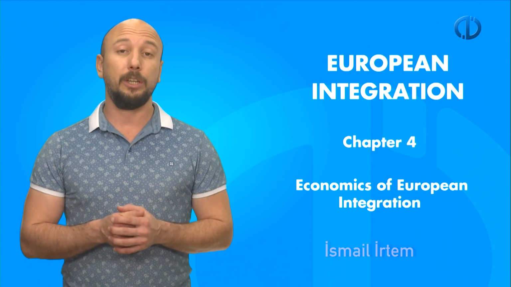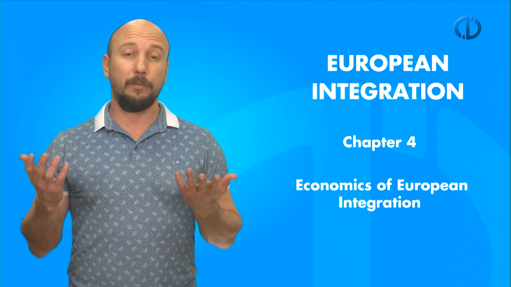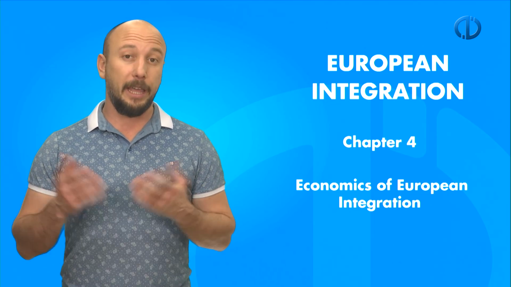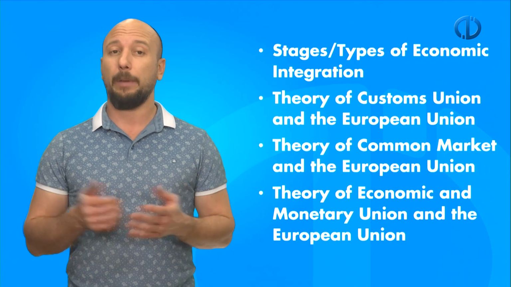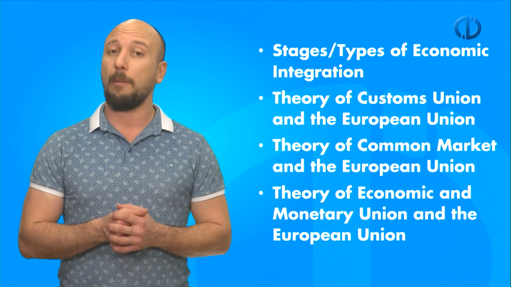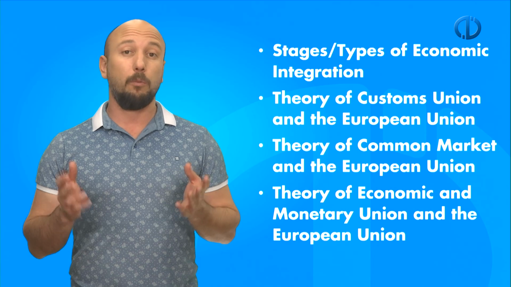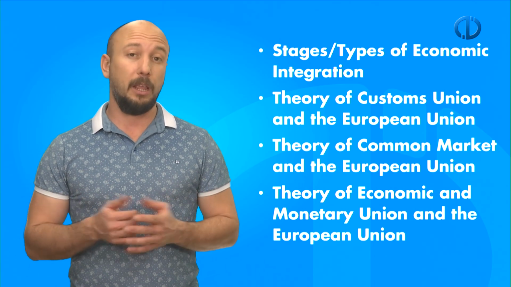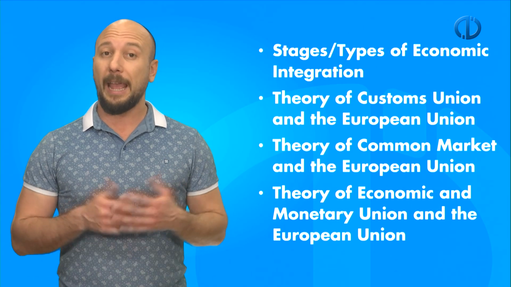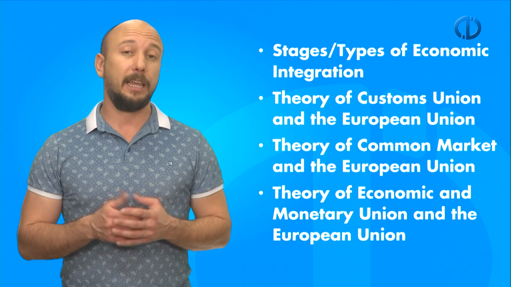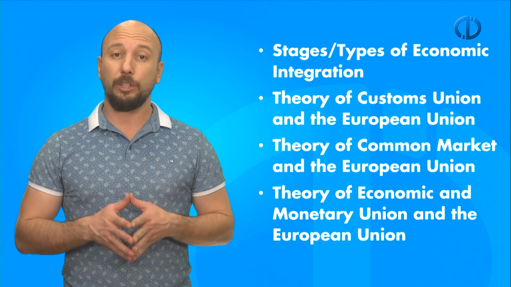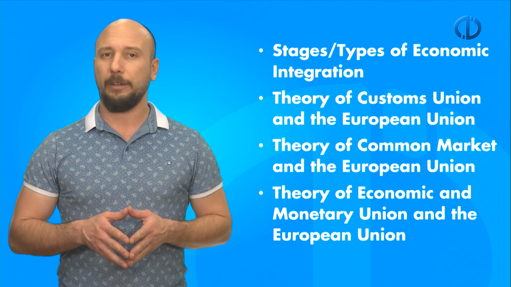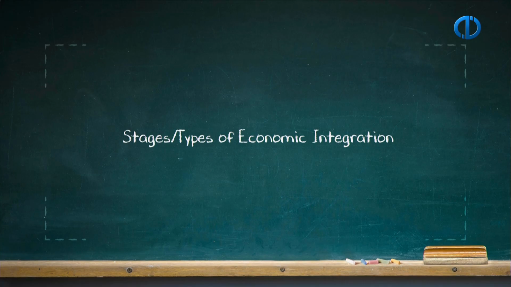Today we will continue with Chapter 4, Economics of European Integration. In this chapter, we will first talk about stages and types of economic integration. Then, we will continue with the theory of customs union and the European Union, theory of common market and the European Union, and lastly, theory of economic and monetary union and the European Union. Let's start with the stages or types of economic integration.